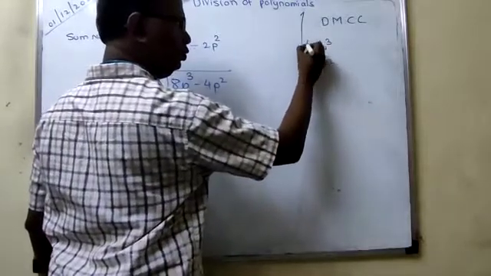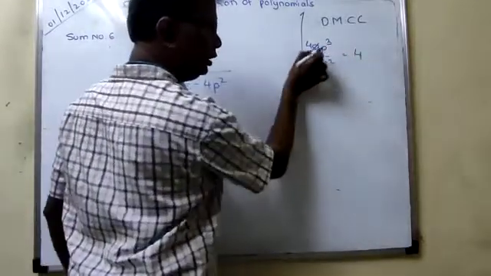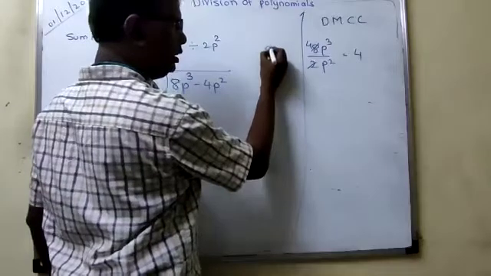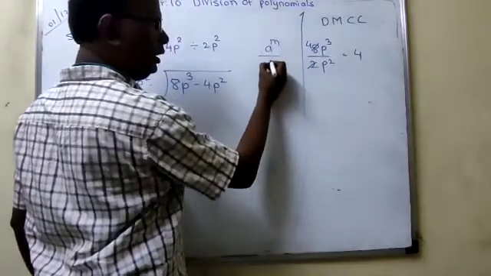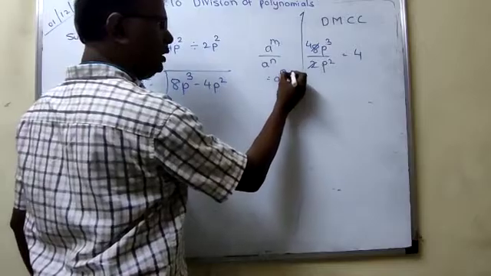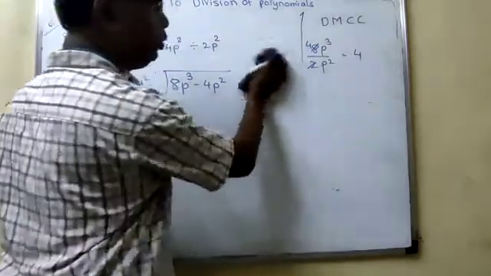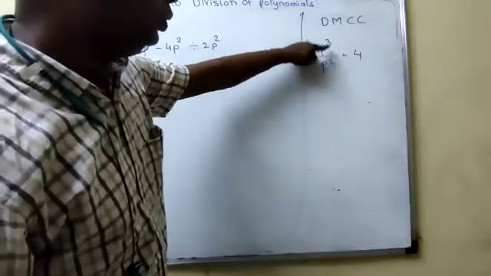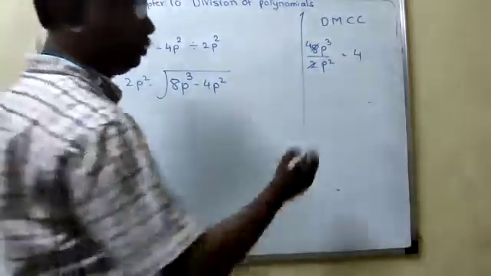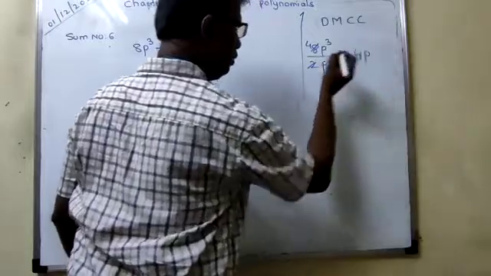2 ones are 2, 2 fours are 8, that is 4 here. I told you the rule: a raised to m divided by a raised to n is a raised to m minus n. Now here, p raised to 3 and p raised to 2. We subtract: 3 minus 2 is 1. So the answer is 4p.